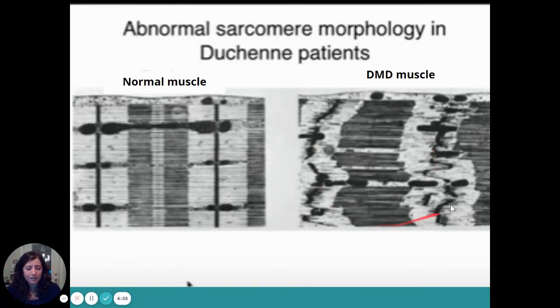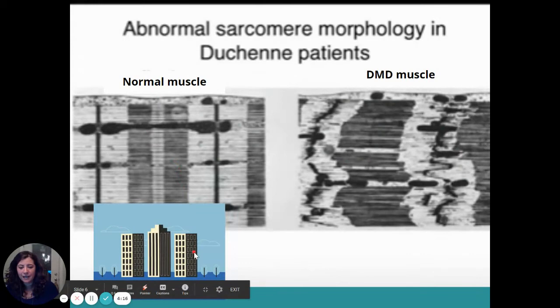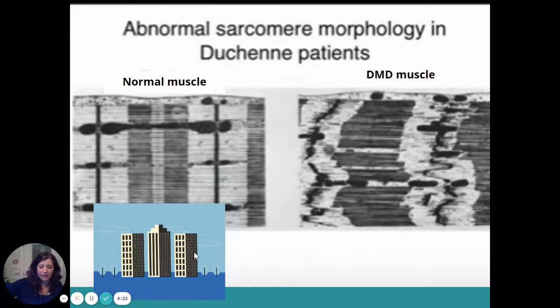Now this is a muscle of someone with DMD. Look at how weird and wobbly and loose it is. That doesn't look stable at all, right? So sort of an analogy you can think of is a normal muscle cell is like a nice strong building. You know, the earth is not static, just like our muscles are not static. They're moving, right? But they're still nice and strong, and it can deal with a little bit of movement.